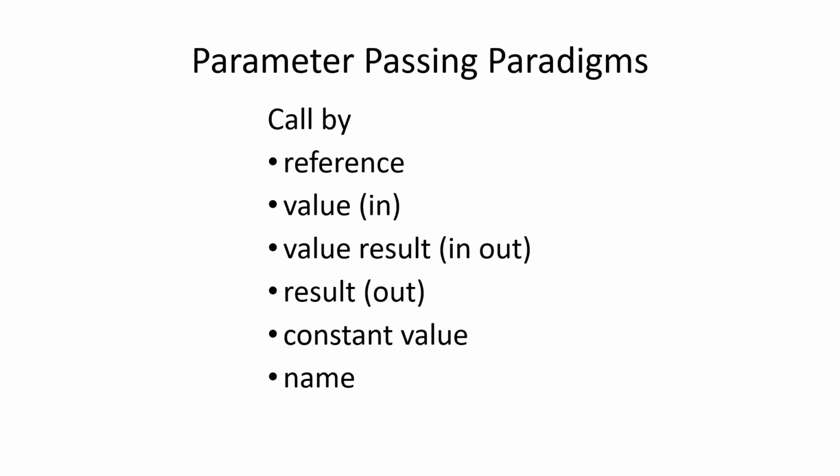There are several different means of passing parameters to a method from a calling program. You can call by reference, value in, or value in and out, result, by constant value, and by name.